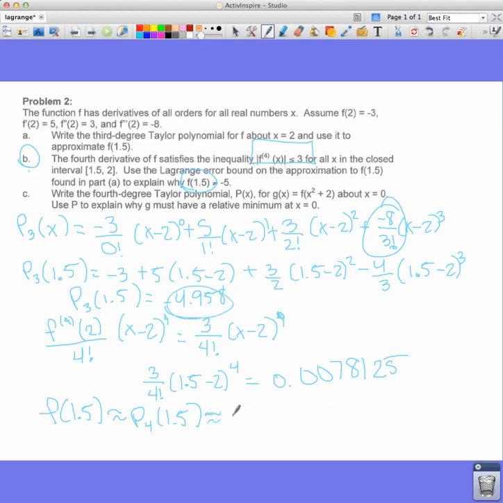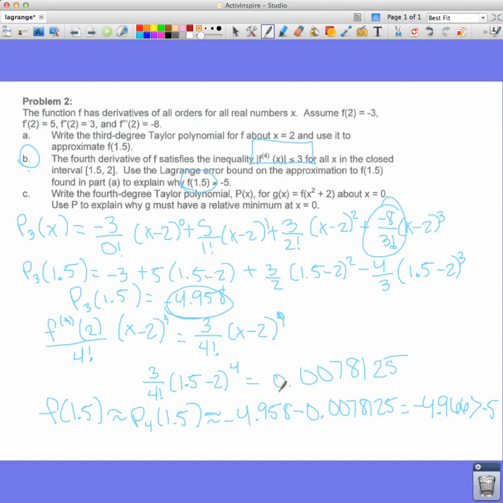Okay, so that means that my f(1.5) is approximately P4(1.5), which is approximately what you got before, your -4.958, minus your 0.0078125. That's the next term. This is equal to -4.966, which is still bigger than -5. This is not going to get me equal to -5.